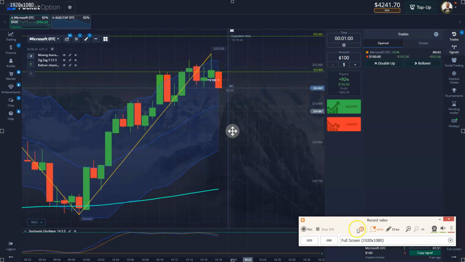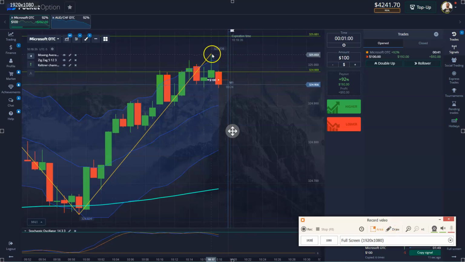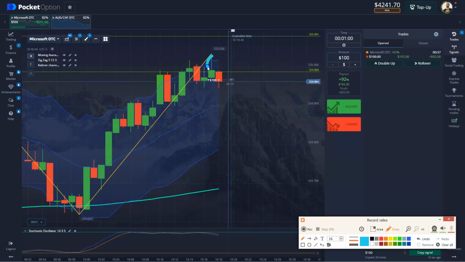We got that strong rejection candle right here. Strong rejection here, and then we close in below here. So I'm feeling like, shoot, we're going to keep on going down. Now, again, it is OTC, so it can low-key do whatever it wants. But, you know, we're going to see.